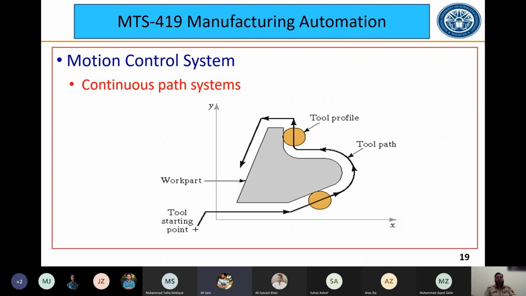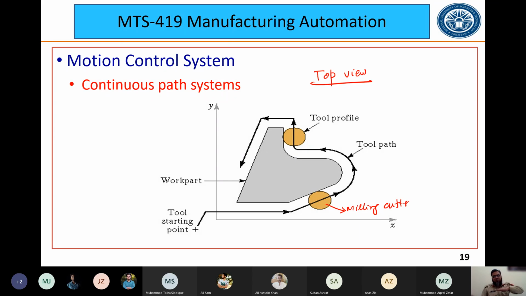So this is the continuous path system. What do we mean by the continuous path system? The moment the tool comes into contact with the part, this is the tool, this is the cutter, this is the milling cutter, and mind you, this is again the top view. Let me just write it down. So this is again the top view.